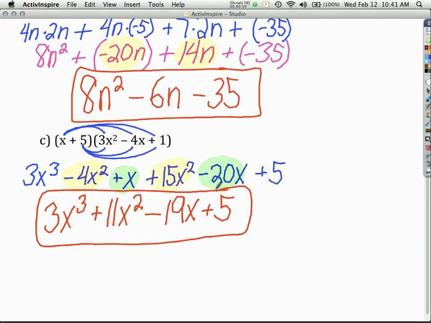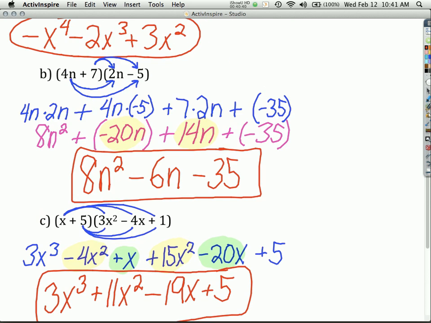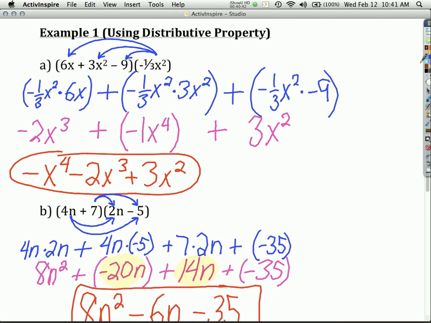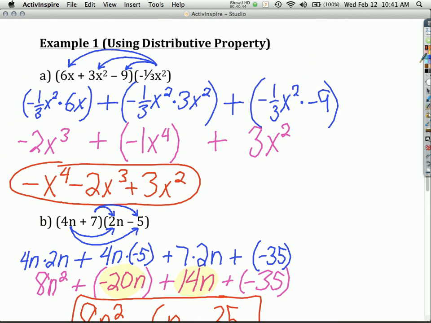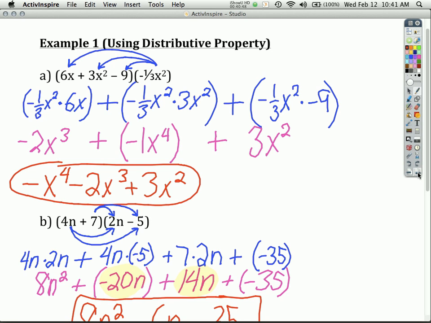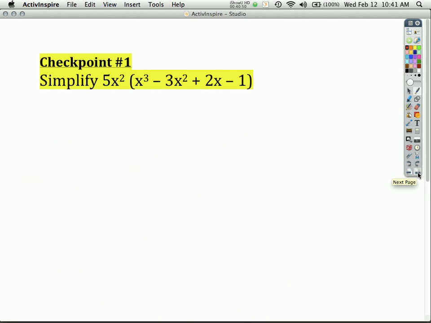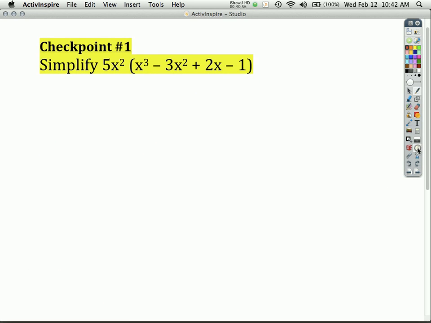Comments, questions, concerns, issues, anything at all on any of this? Okay, let's see how you do on your own. I would like you to multiply or simplify this expression. 2 minutes.